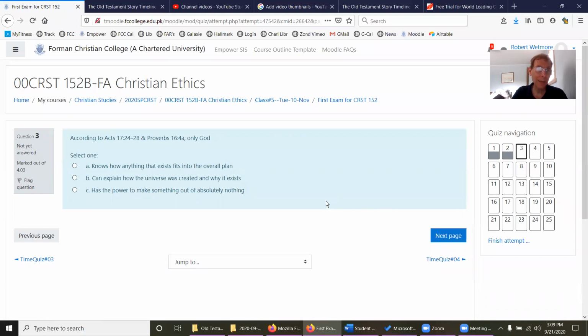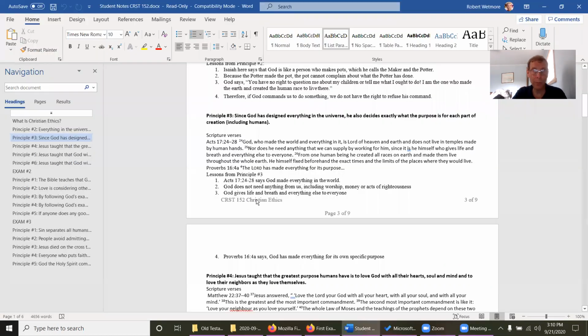According to Acts 17, again, same place. Select one. Only God, A, knows how anything that exists fits into the overall plan. B, can explain how the universe was created and why it exists. C, has the power to make something out of absolutely nothing. All three of those are totally true, 100% true. But we're talking about Acts 17 and Proverbs 16. So let's remember them again. It's nice to have it on a piece of paper next to you. Let's go back over.